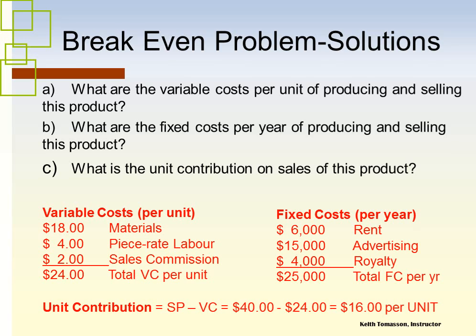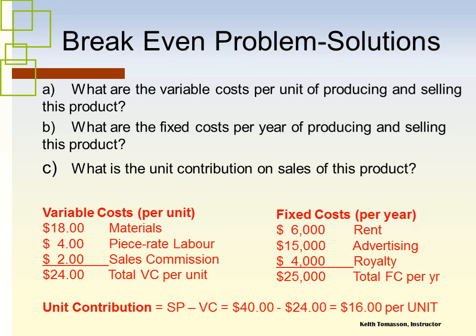The unit contribution equals the selling price per unit less the variable cost per unit. So in our example, the selling price was $40. We calculated the variable cost per unit over here of $24. So the unit contribution is $16 per unit. So what that means is for every unit that we sell for $40, the first $24 goes to pay as the variable cost to produce that product, and we have $16 left over.